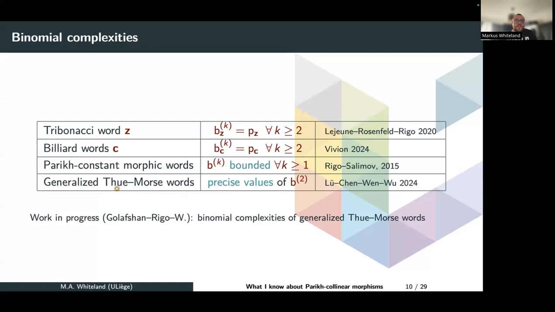Another family are generalized Thue-Morse words, which would fall under these Parikh constant morphic words. The precise values of the 2 binomial complexities are known. It's a fairly recently published paper, but I think this was already on arXiv in 2021. And as a side note, we have a work in progress with Mehdi Golafshan and Michel here at Liège, where we are looking at all the complexity functions of the generalized Thue-Morse words.